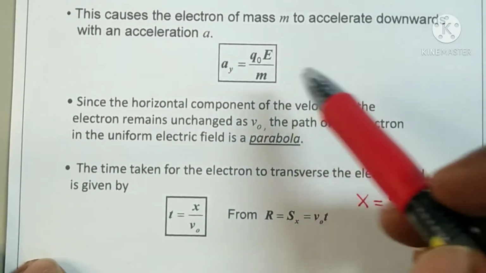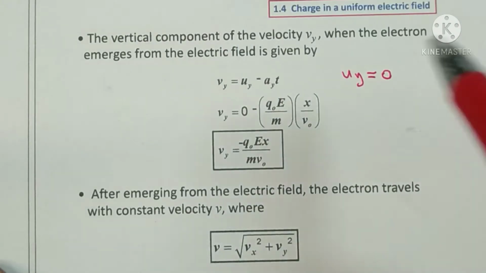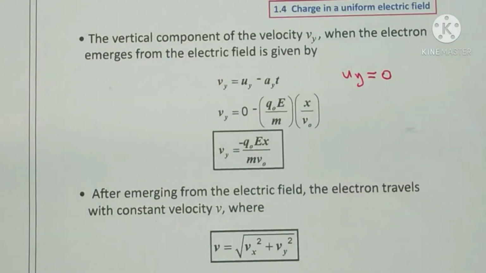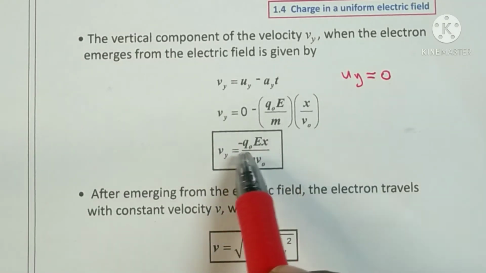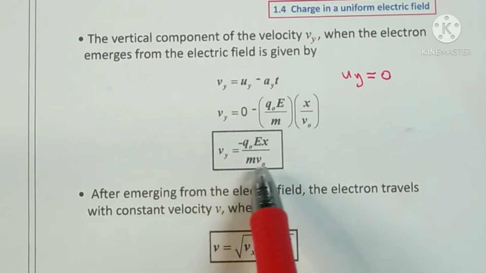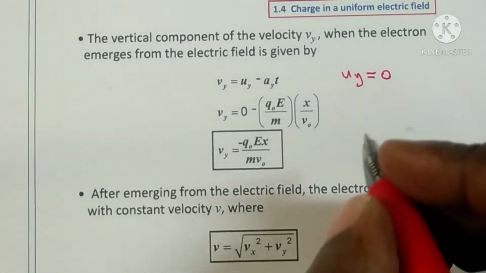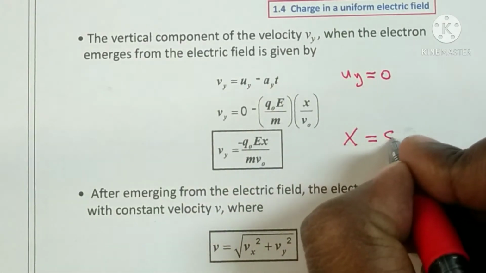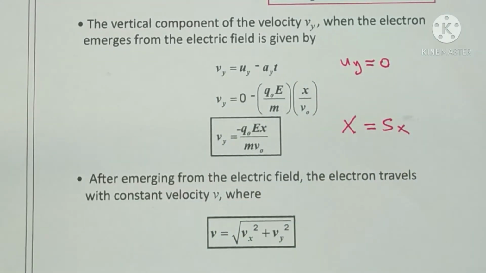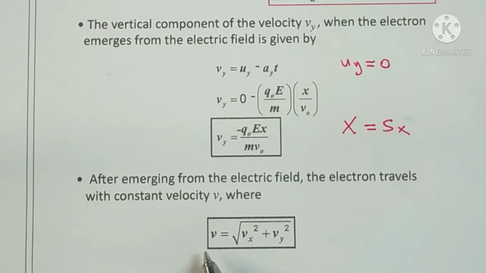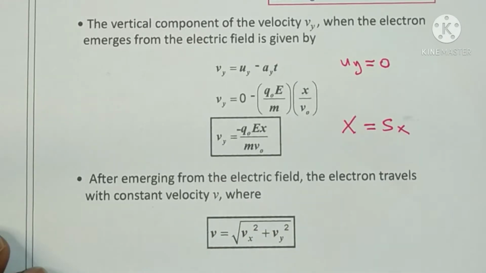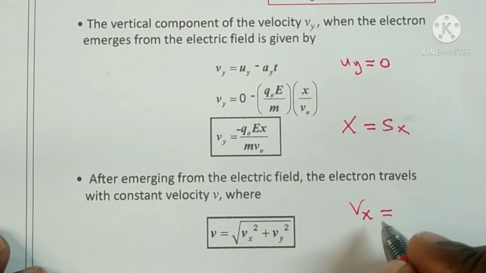So we can substitute this Ay into this formula. The vertical component of the velocity Vy equals negative q0 Ex per unit mass times V0, where x is equal to Sx. Finally, we can find that the electron travels with constant velocity v after emerging from the electric field, where v equals the square root of vx squared plus vy squared, where vx equals v0.